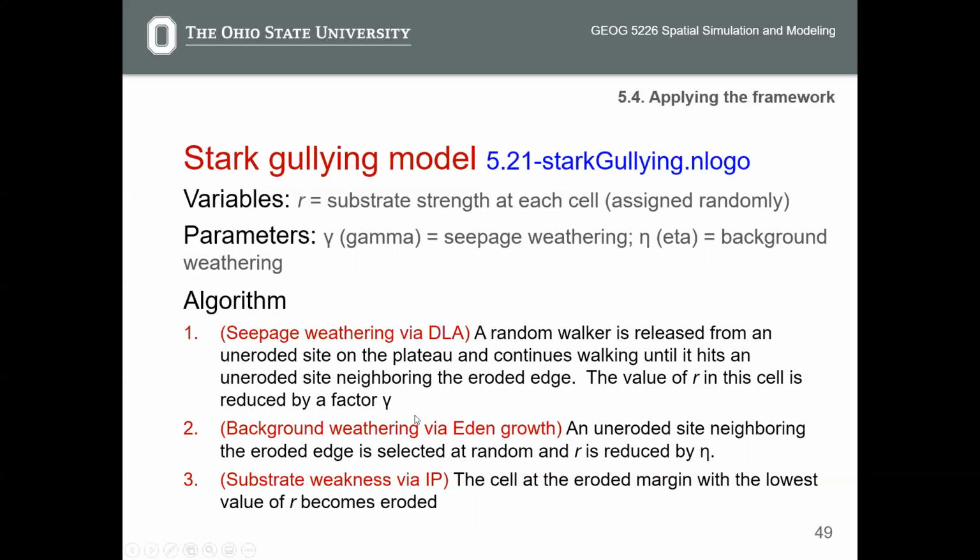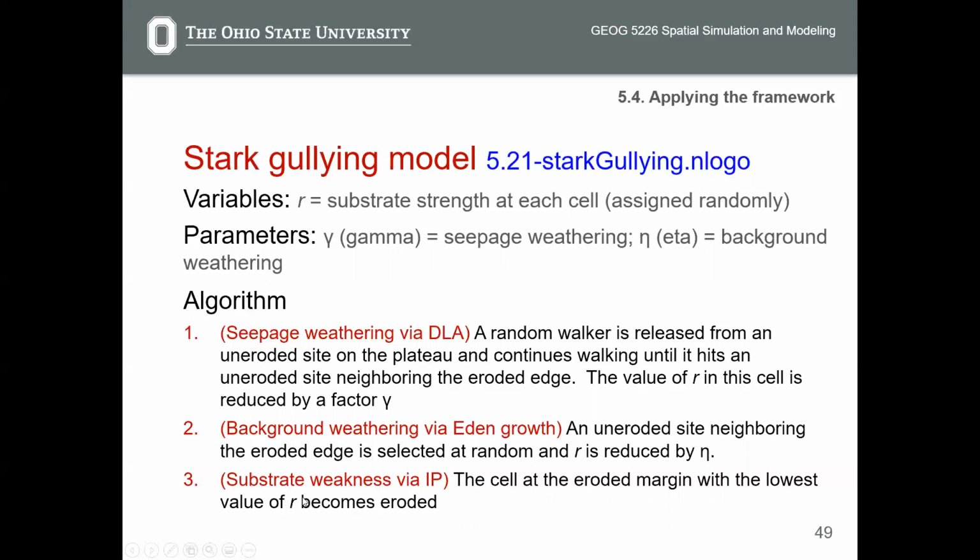Of substrate. Okay, so the third component of the model is substrate weakness, where in IP, the cell at the eroded margin or front with the lowest value of R becomes eroded. So R here can be considered as resistance. Okay, so IP here is to address the process of eroding.